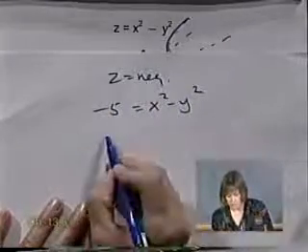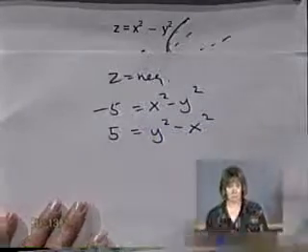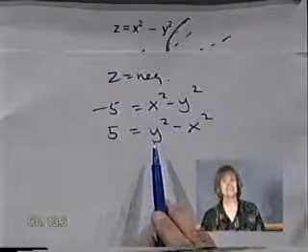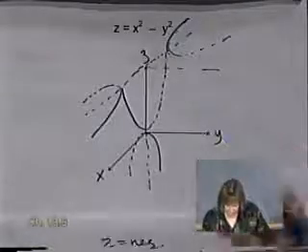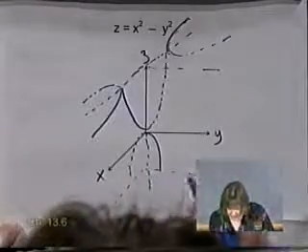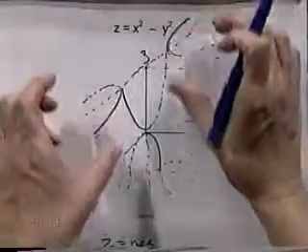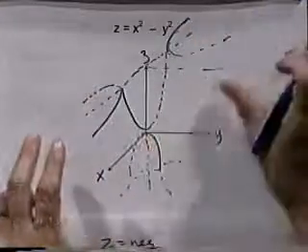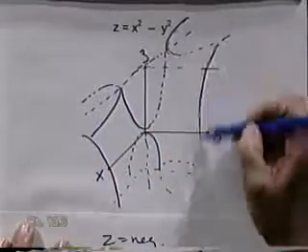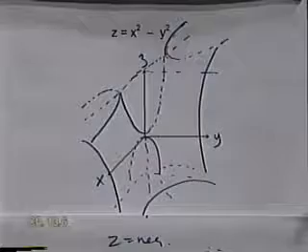notice if you multiply through by a minus, you'd get 5 equals y squared minus x squared. You see, because I multiplied through by a negative. This hyperbola is going to be crossing, it's changing. So down below here, you're going to have your hyperbolas going like this. When you hit the xy plane, you get these lines, and then the hyperbolas change which axis they're crossing. It's looking like a saddle.